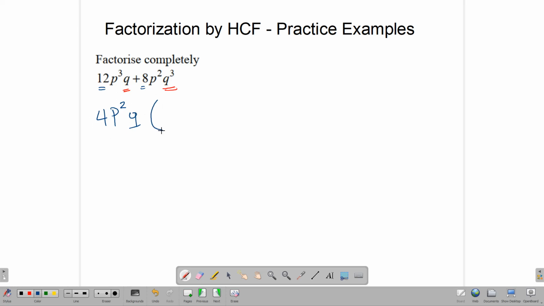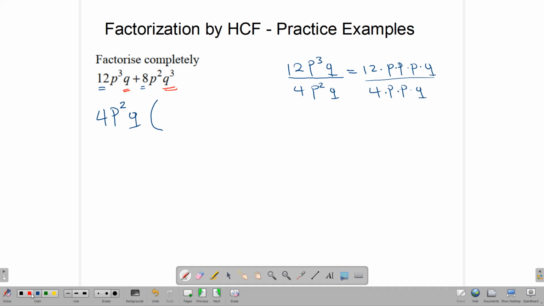Now let's open a bracket. And what we're going to do is divide each of these by this and put our answer in the bracket. So we have 12p to the third q, and we're going to divide that by 4p squared q. Now literally, when you write this out, p to the third means p times p times p. So this is actually saying 12 times p times p times p times q divided by 4 times p squared times q.